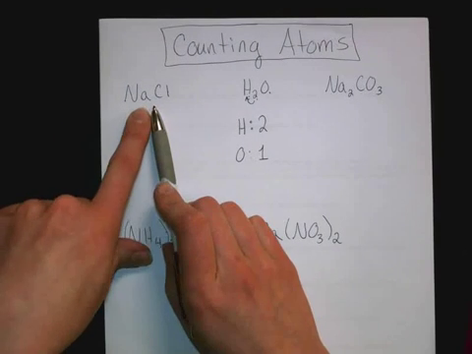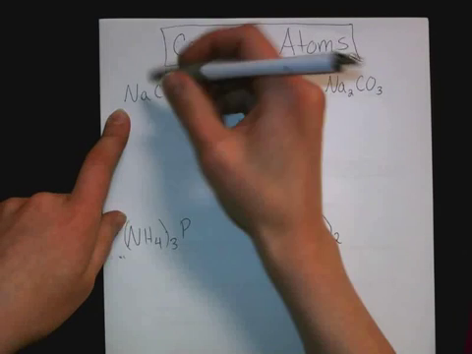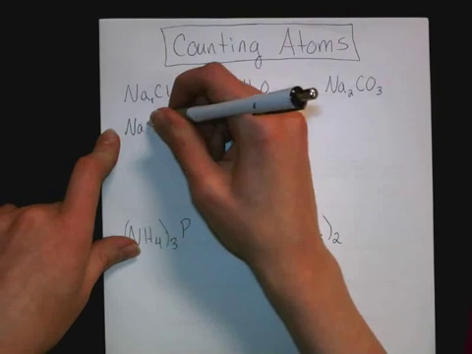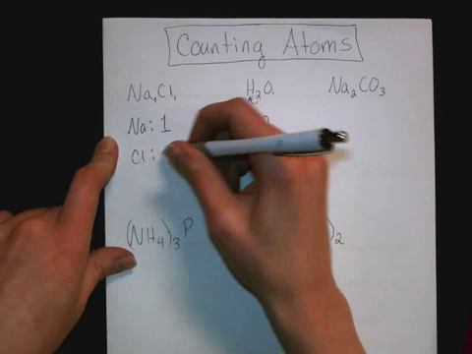If there is no number, for example, NaCl, there's no number written, it is implied that it's a 1. So for example, sodium, I only have 1 sodium. Chlorine, I would only have 1 chlorine.